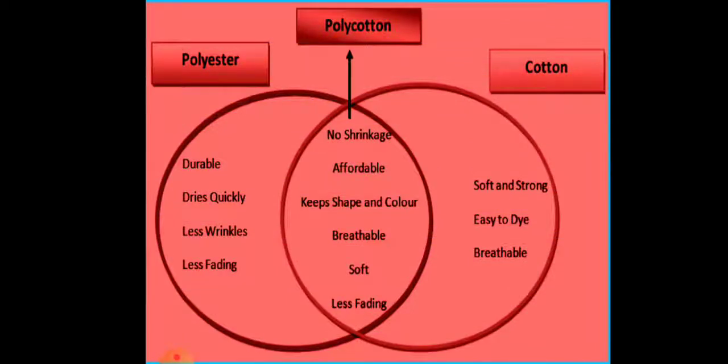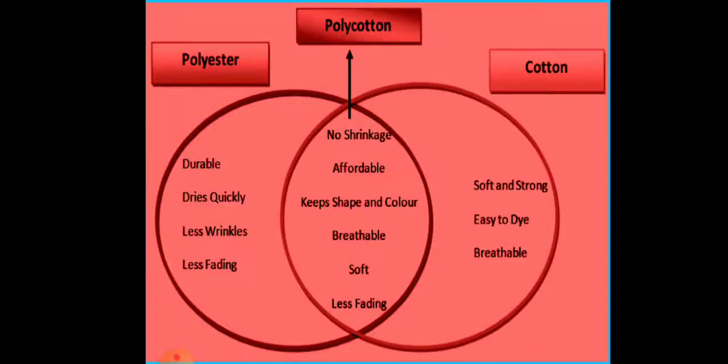I have given you a chart about three fabrics: polyester, cotton, and polycotton. Polyester is a synthetic fabric, cotton is a natural fabric, and polycotton is a blended fabric. Look into the circle below polyester. It is durable, dries quickly, has fewer wrinkles, and less fading.